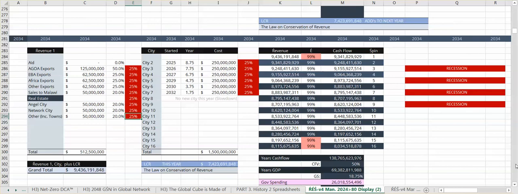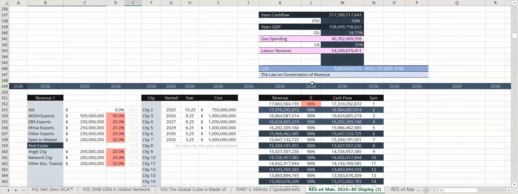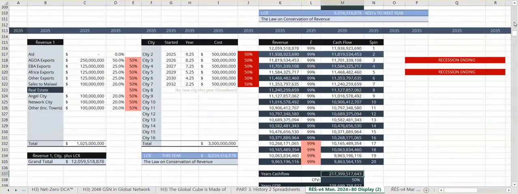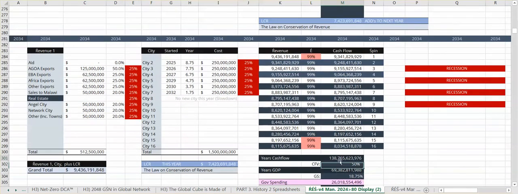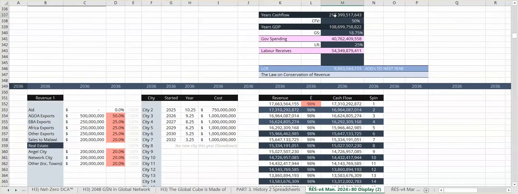And it does the same next year as well. Look, recession ending. I increased E some more, went up quite a lot that year. What was that, 138 to 217 in a recession. So that's a much better way of, because the money's always in the bank, you see. This money here is in the bank.